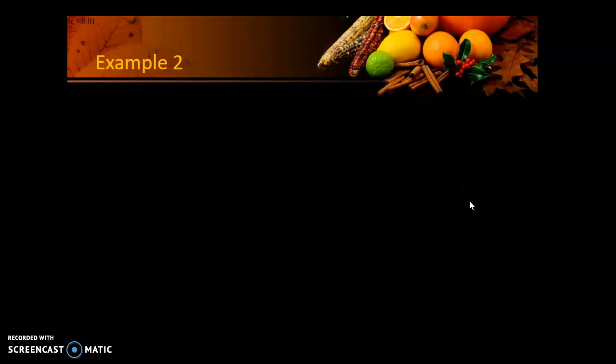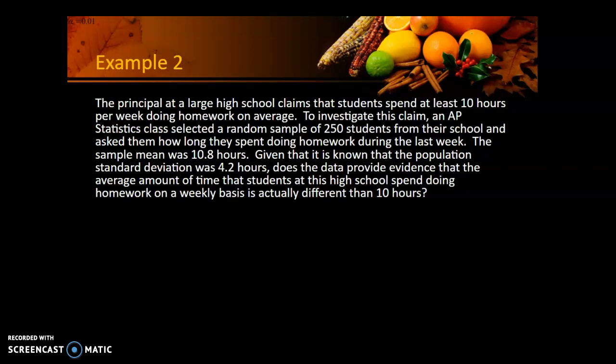So here's another example of a complete hypothesis test about a population mean when the standard deviation of the population is given, following the state, plan, do, and conclude process.